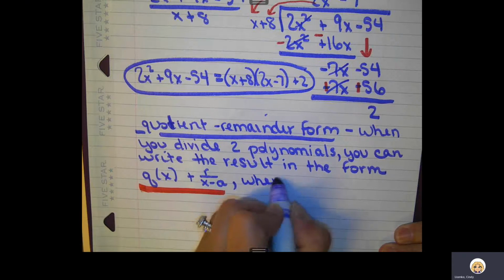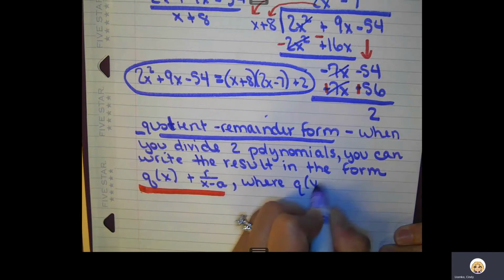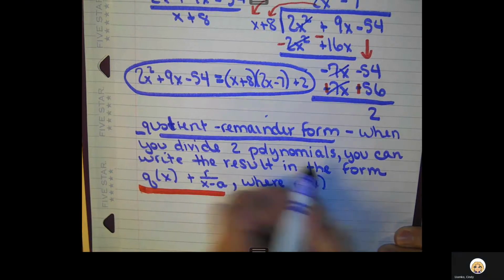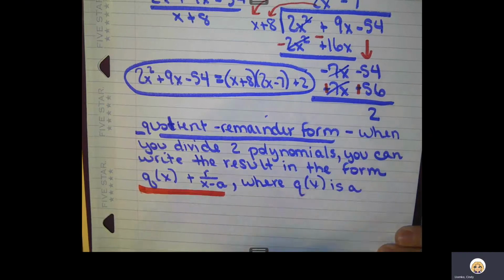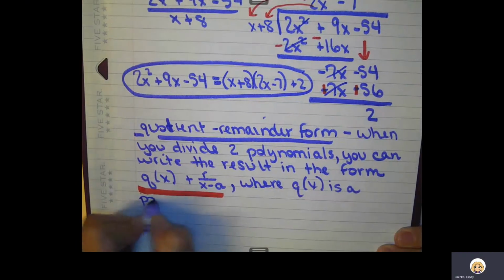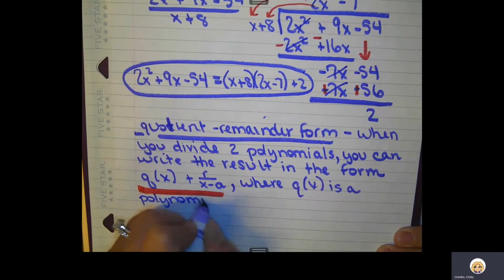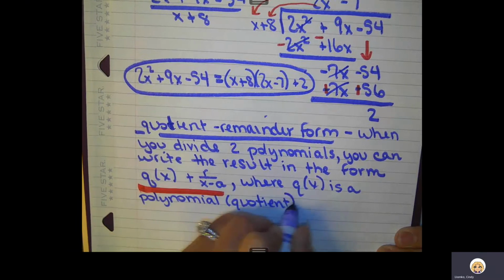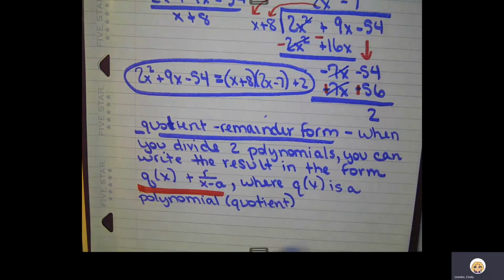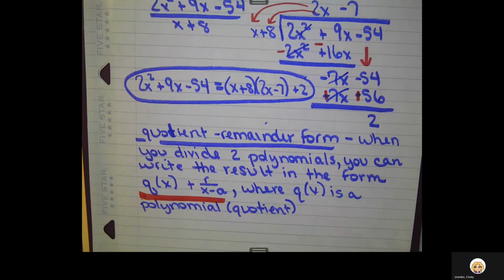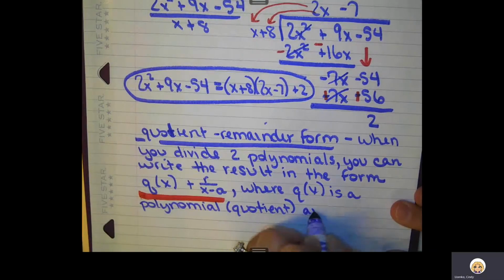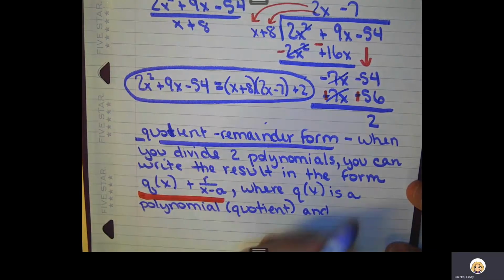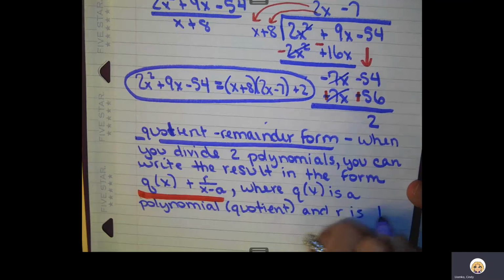Where q of x is a polynomial, and that's our quotient. So I'm going to put quotient in parentheses. That would be like what we get at the top of our division problem. And r is the remainder.